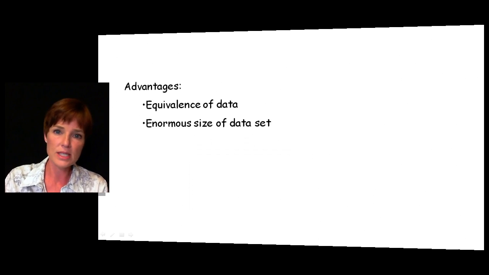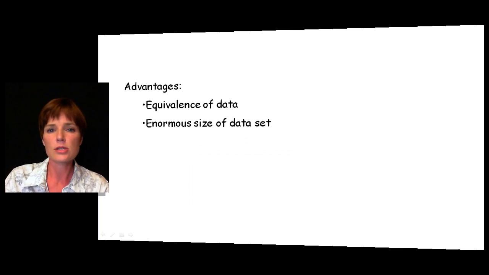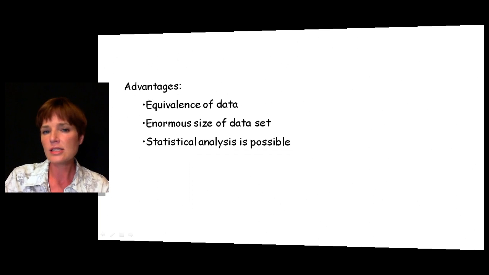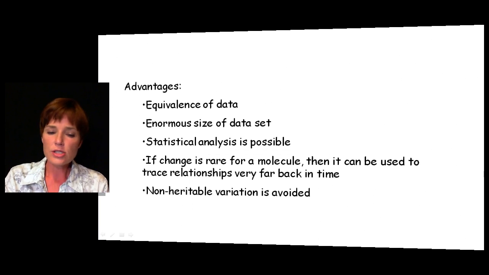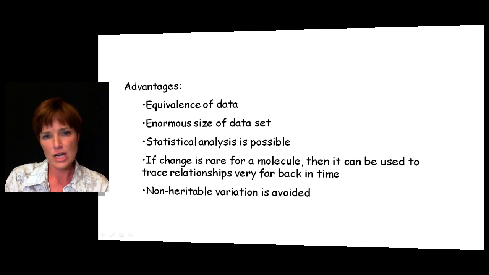Another thing is that we have an enormous data set. When we're talking about humans, we have 3.9 billion nucleotides in our DNA. Other eukaryotic organisms are going to have billions or millions, most of the time, nucleotides when we compare them. So there's a lot of data to work with there, and that makes statistical analysis possible as well. Another thing is that if you have a molecule that changes very rarely, then we can use that to trace relationships back a very long ways in evolutionary history. That is very useful. We can also avoid all non-heritable variation.